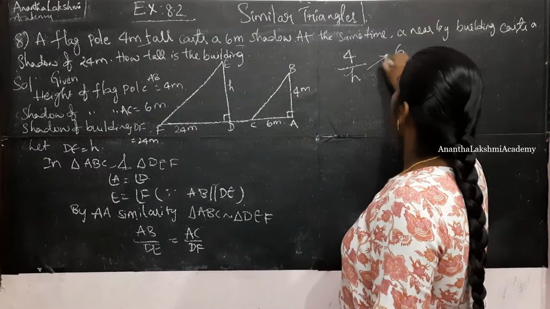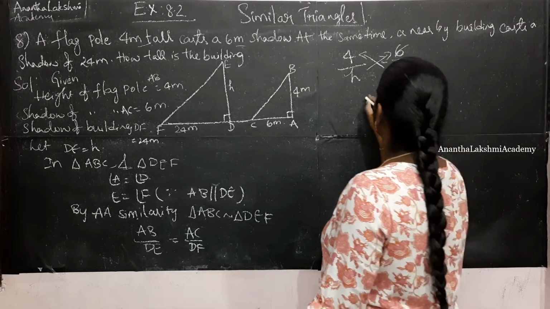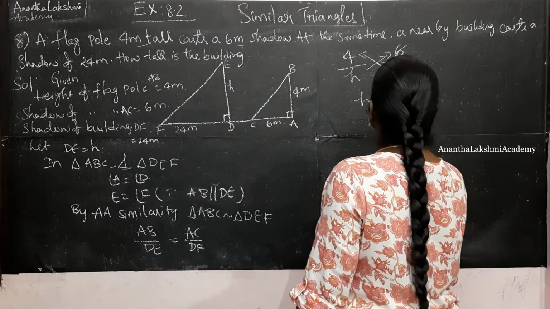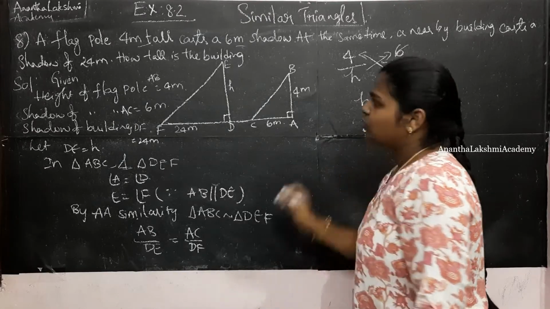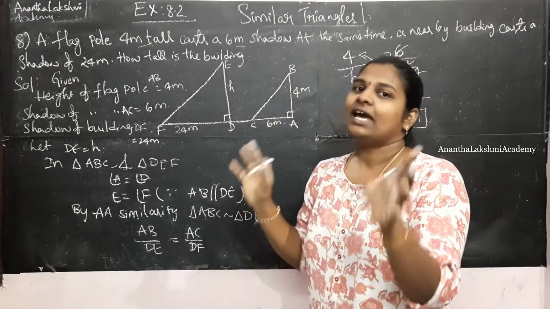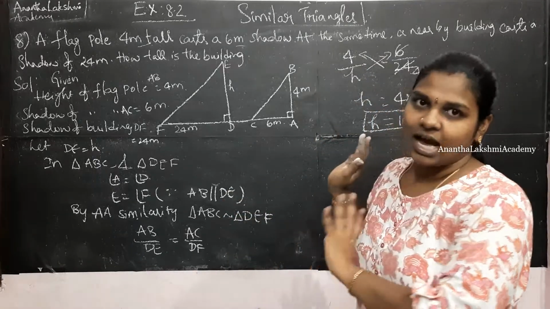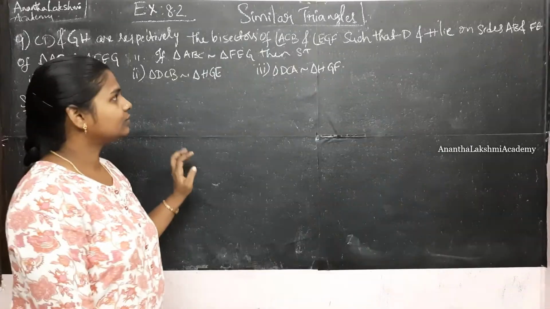Okay. Now in order to figure out H, let me do the cancellation part and do the cross multiplication. H is equal to 4 into 4, that is nothing but 16 meters. Alright. So in similar triangles, you need to identify the triangles first and then prove that they are similar and then apply the ratios and find the unknown side. That is about problem number 8. Let's jump into the next problem.